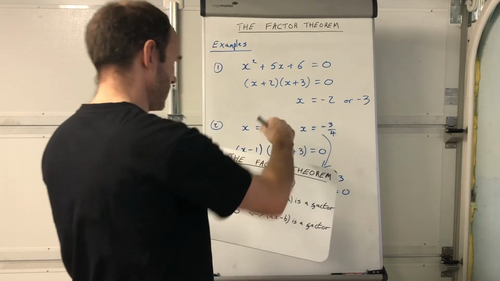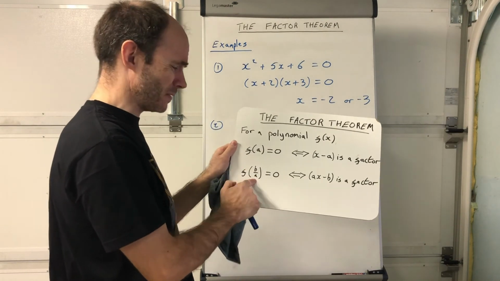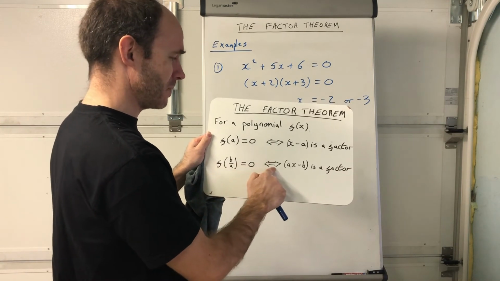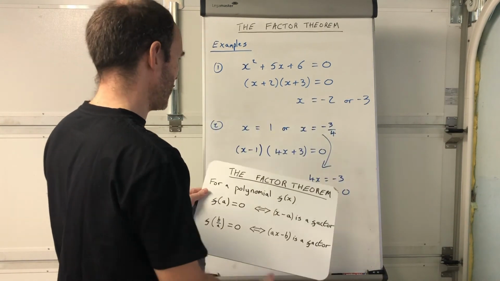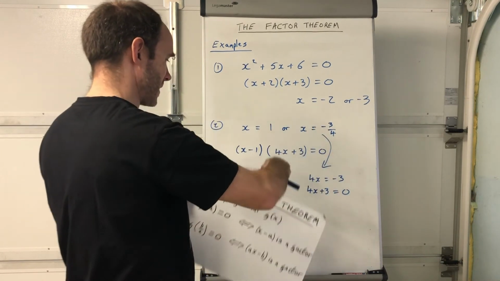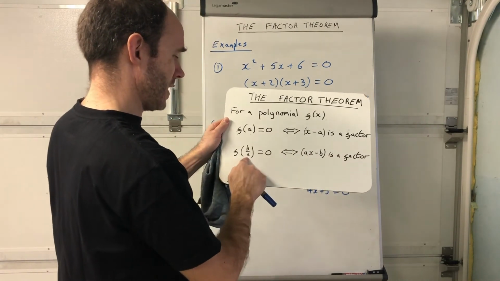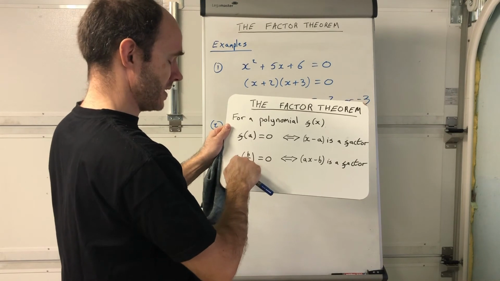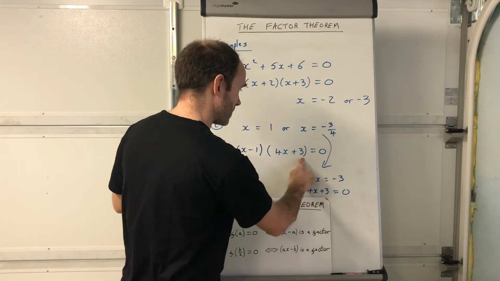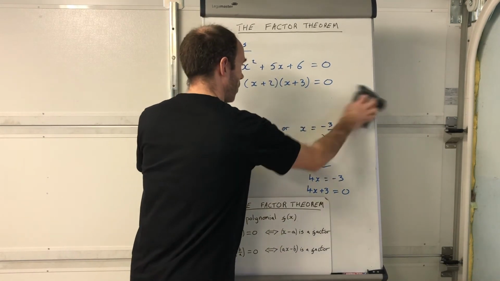And that's what this is saying. If you've got b over a, in other words, we're talking about fractions rather than integers here, if f of b over a equals 0, this implies that ax minus b is a factor. In this case, that is negative 3 over 4, which implies that 4x plus 3 is a factor. And the other way around, if you know that that is a factor, then this here must be a root, f of b over a equals 0. So if you know that 4x plus 3 is a factor, you can say that that is a root.